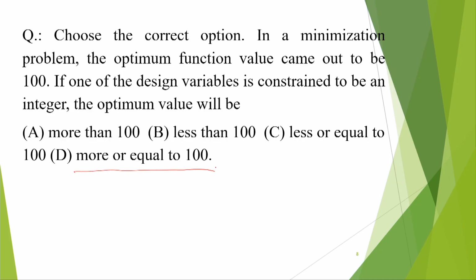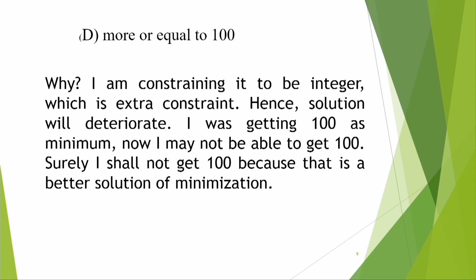So is the option more than 100? No, because it may also happen that the constraint does not affect the solution, since the constraint may be inactive. Maybe the solution naturally is where that variable becomes an integer. So it can be 100 also. So the correct option is more or equal to 100. It can be more than 100 or equal to 100. So the option is D, more or equal to 100.